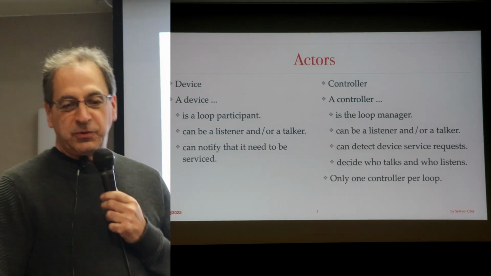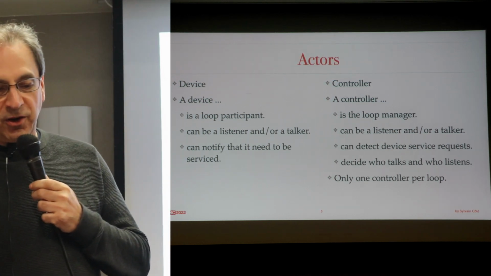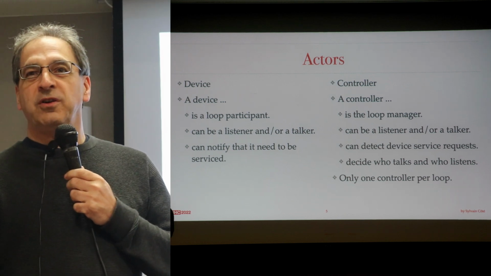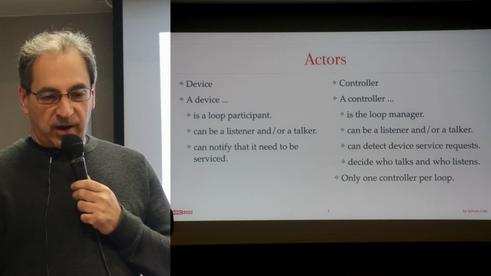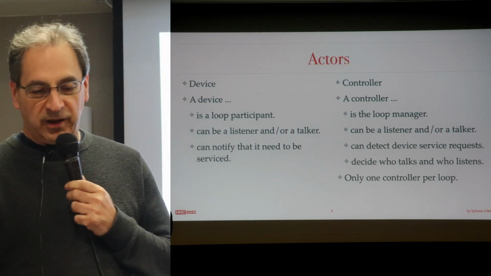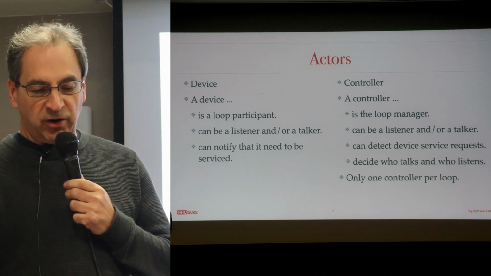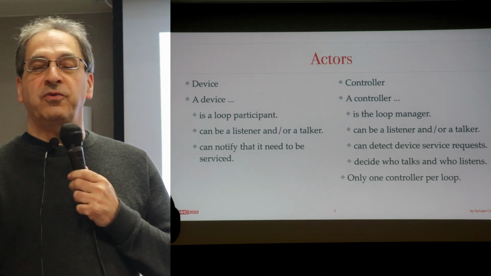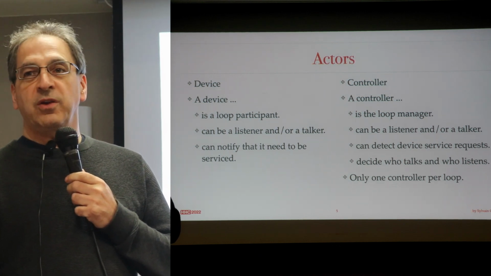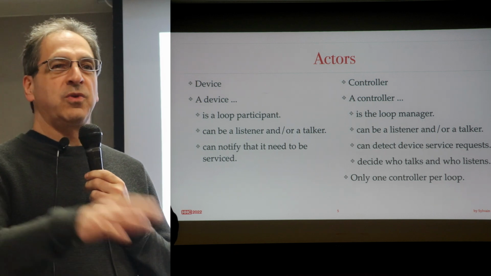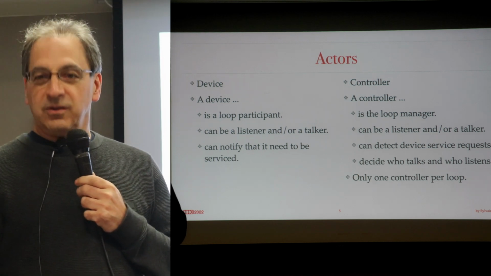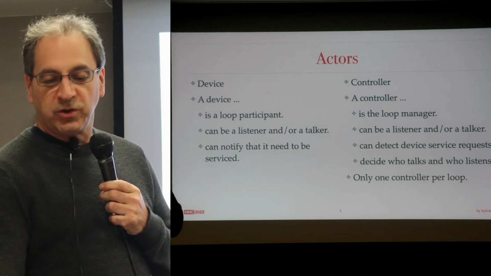On the HPIL you have two actors. You have a controller and a device. You can have only one controller in a loop, and you can have up to 30 devices in a loop. So the device is a participant, and it can be a listener or a talker, and it can notify that it needs to be serviced. A controller is the one who's the loop manager. It's the one who's controlling the loop, assigning the address of each device on the loop, and saying who talks, who listens. That's basically it. And you can have only one controller in the loop.